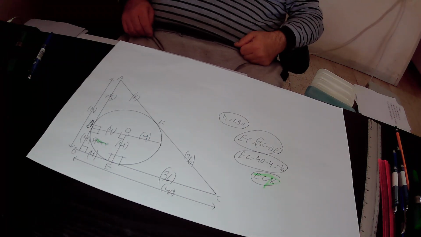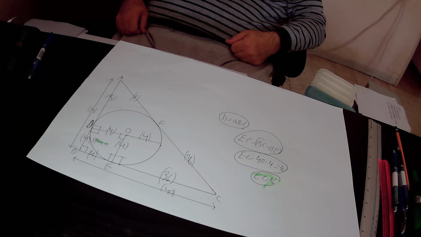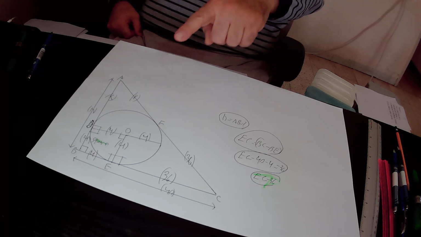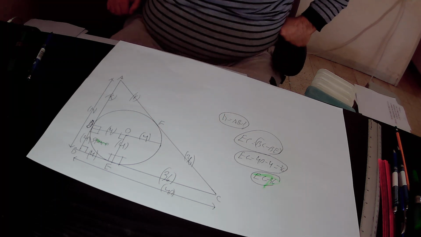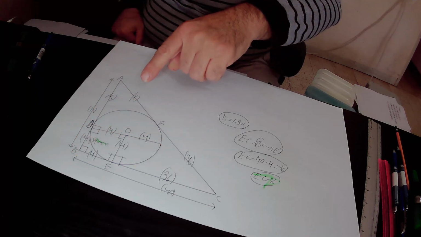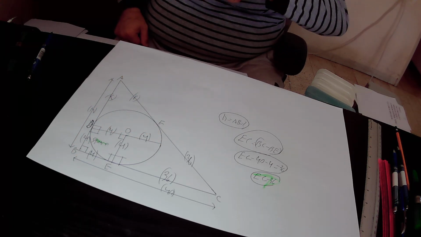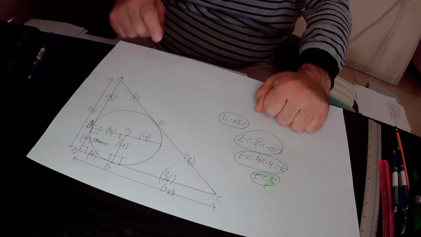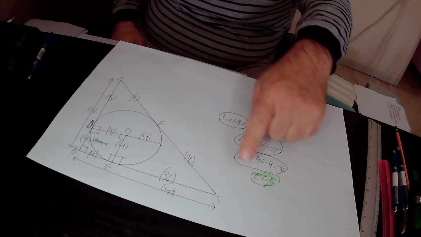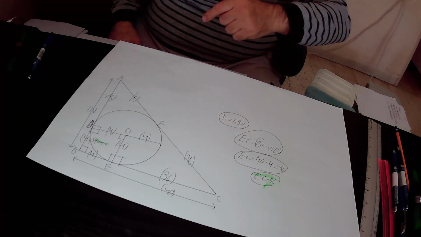So first of all, we define the relevant points of this question with letters. We define the center of this circle as point O. We define the point of tangency of tangent AB with this circle as point D. We define the point of tangency of tangent BC with this circle as point E. And finally, we define the point of tangency of tangent AC with this circle as point F.